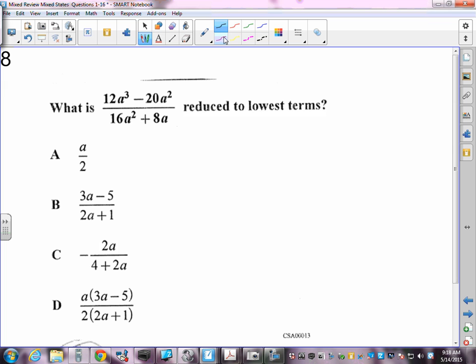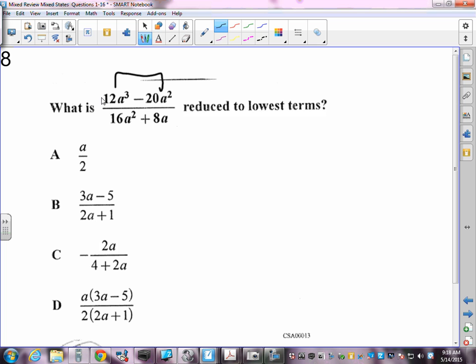This is something that is more Algebra 2 than Algebra 1, but I wanted to talk about it because some states do include it in Algebra 1. Anytime we reduce a fraction to lowest terms, first thing we need to do is factor it completely. So let's look at the top here. And what's the first rule for factoring? You always look for a greatest common factor.